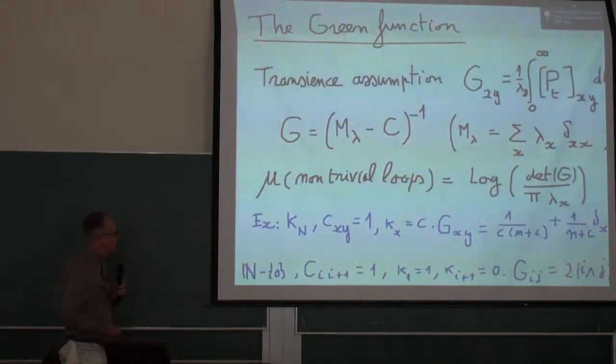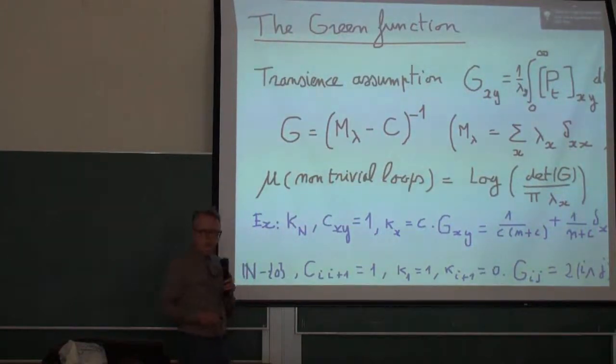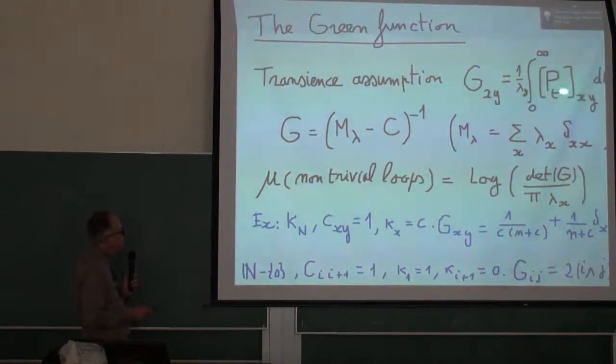Now, let me finally introduce another object which is important, the green function. So the green function is just the integral, essentially the potential, so the integral of the pt for all times, for t between 0 and infinity. And then again you have to divide by lambda y so that this will be symmetric in x and y. So in the continuum, the potential operator is a probability kernel. Here we want a function. So in a sense, we take a density with respect to the duality measure.